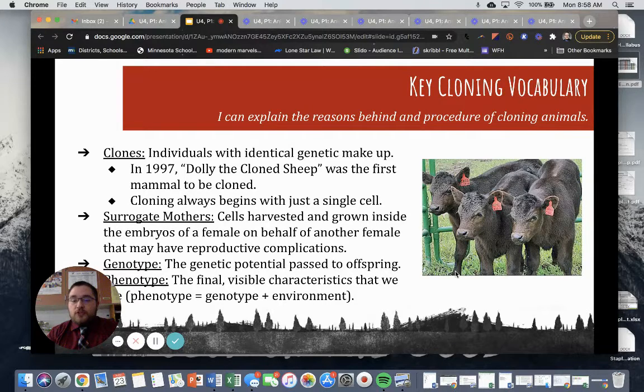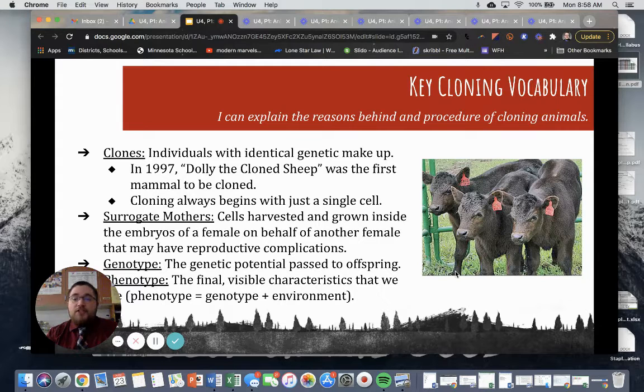So Dolly the cloned sheep was our first mammal to be cloned, and that was in 1997. And cloning always begins with just a single cell. We'll talk a little bit about cloning here in a few minutes. Surrogate mothers are cells that are harvested and grown inside of the embryos of a female on behalf of another female that may have reproductive complications.